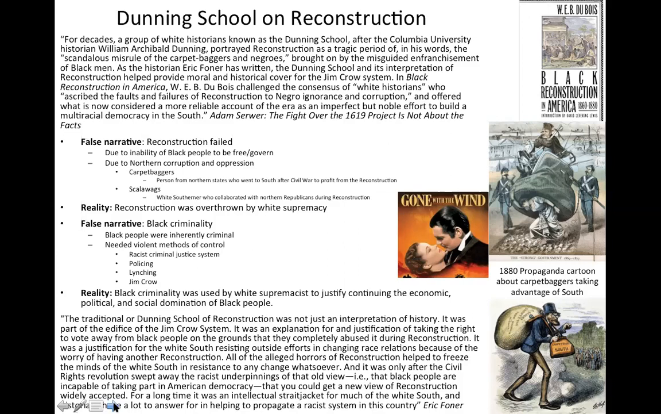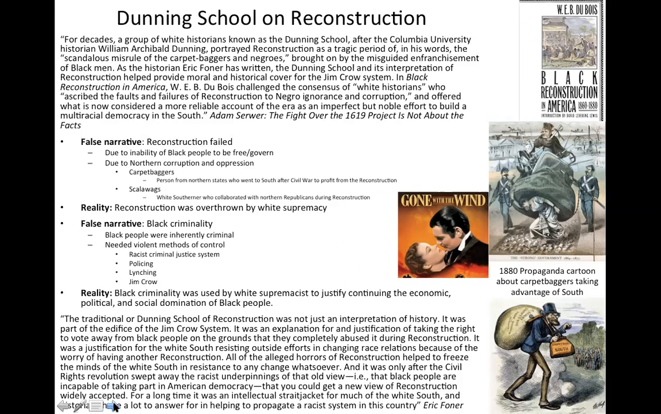In Black Reconstruction in America, W.E.B. Du Bois challenged the consensus of white historians who ascribed the faults and failures of Reconstruction to Negro ignorance and corruption, and offered what is now considered a more reliable account of the era as an imperfect but noble effort to build a multiracial democracy in the South.